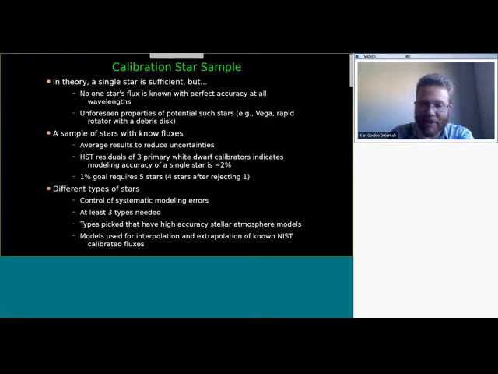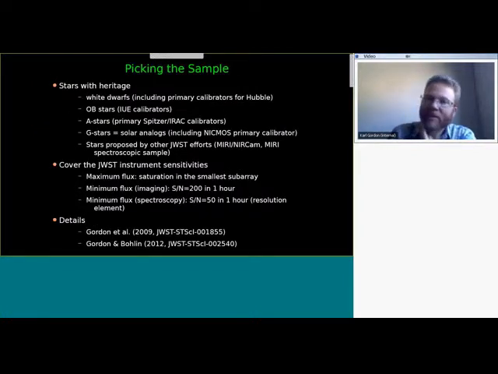Our models do this interpolation and extrapolation. So, for example, how did we pick the stars? We wanted stars with heritage. So we definitely want to do the white dwarfs that are used for Hubble. OB stars were used for the International Ultraviolet Explorer calibrator. These are not only straightforward to model, but they also have their primary Spitzer IRAC calibrators, as well as some of the A stars that we'll be able to use, which were also for IRS.